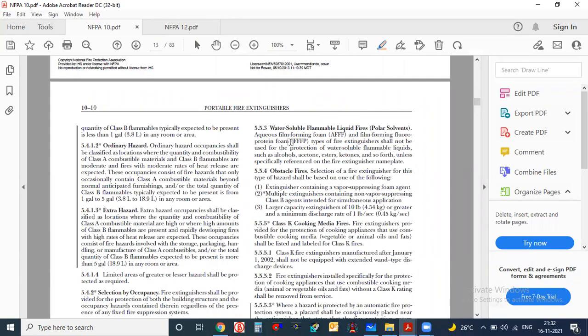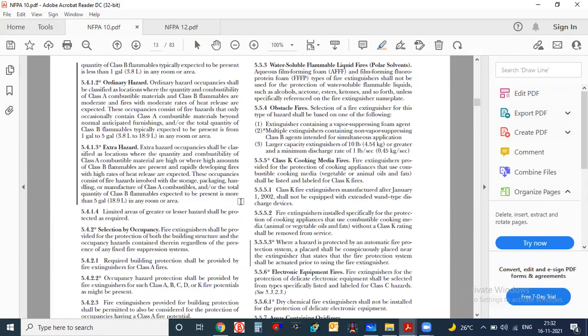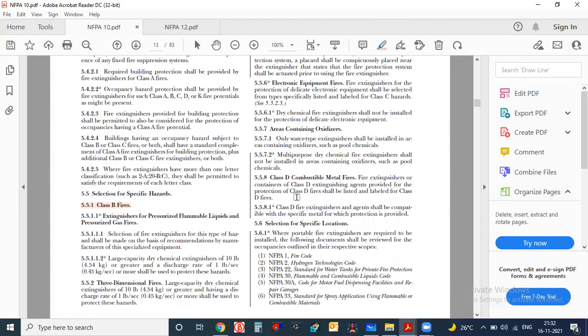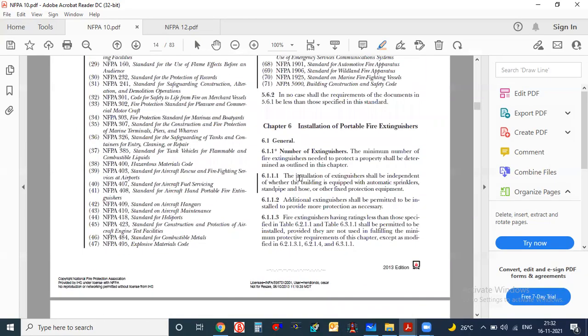Water soluble flammable: AFFF type fire extinguishers shall not be used for the protection of water soluble flammable liquids such as alcohol, acetone, esters. Some things are given here. These are small clauses, so this is also not required for us. Actually, we have one table. After that, they have given the installation of portable fire extinguisher.